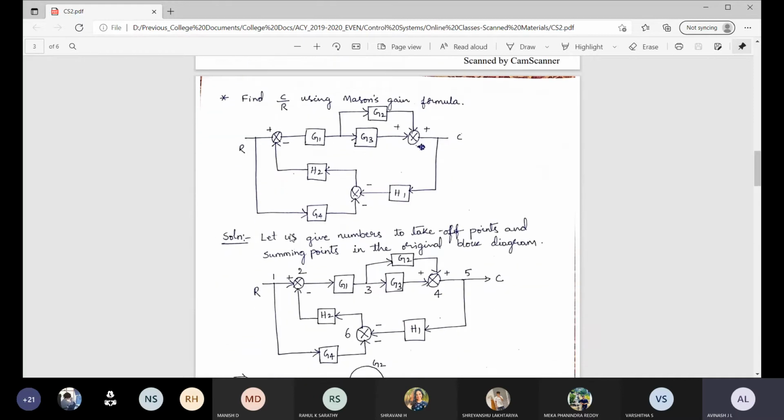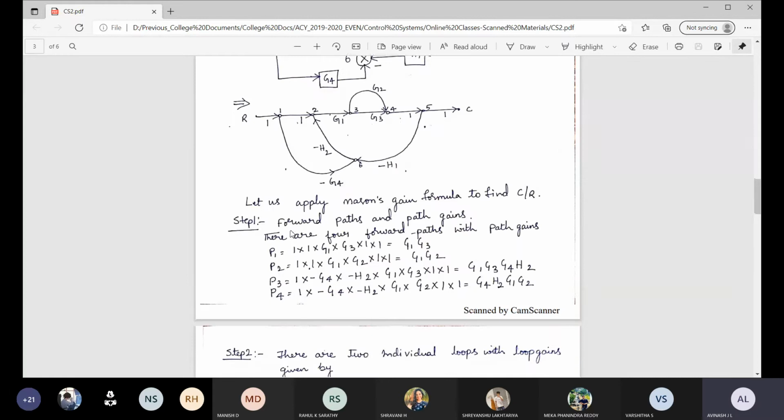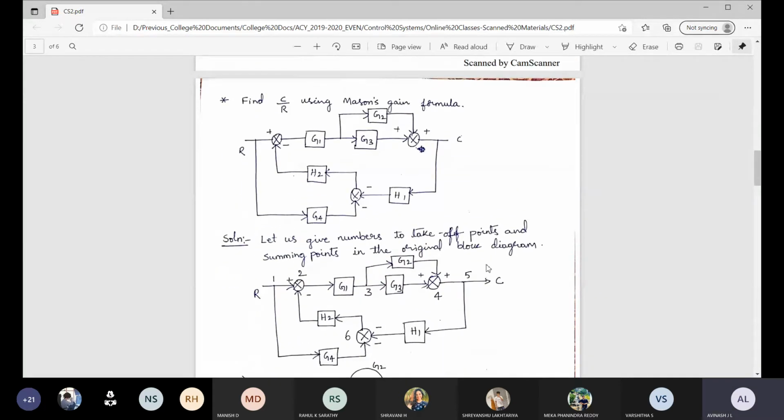Okay. So now this is the next numerical. So please take down: find C by R by using Mason's gain formula.